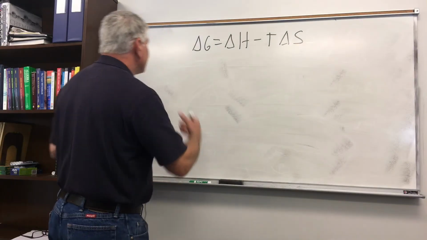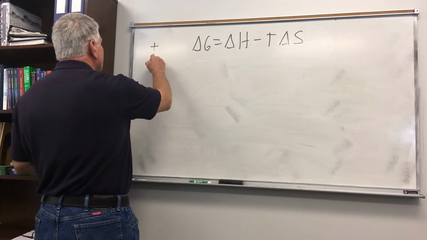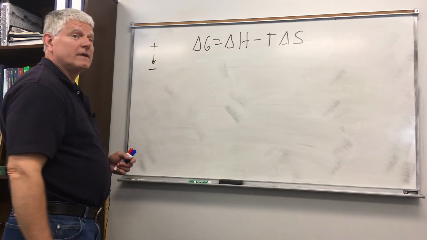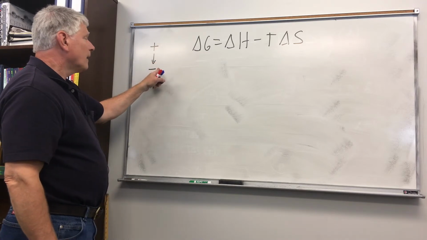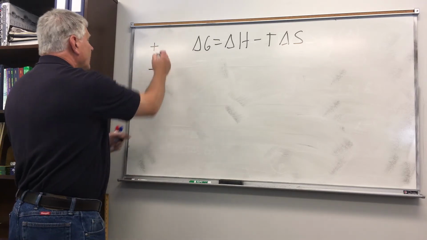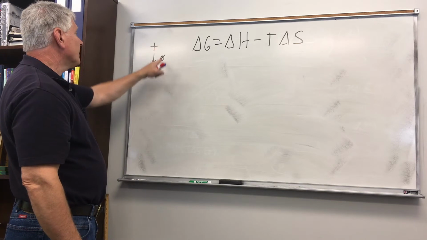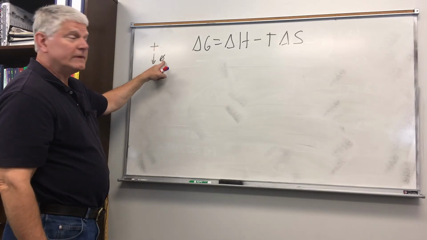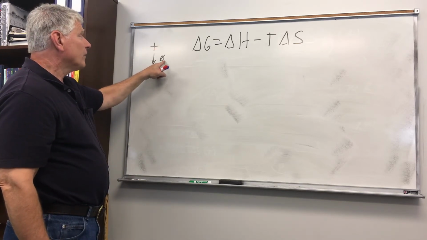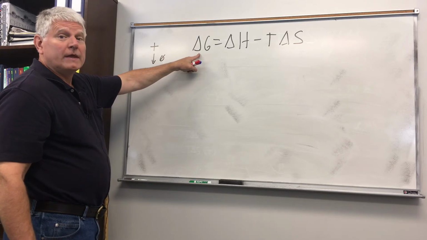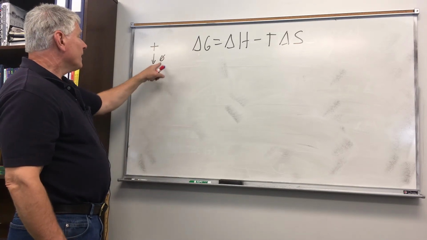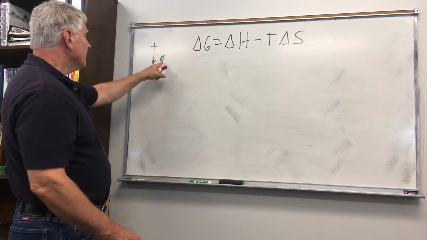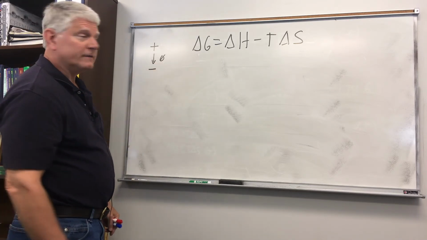Say delta G is positive and I want it to go to negative. So I'm trying to find where it starts to become spontaneous. Well, it's going to go through zero. Going from positive to negative, it's going to go through zero. So if I find out where delta G is zero, then I know the temperature at which it will become spontaneous if I move just a little bit beyond the zero.